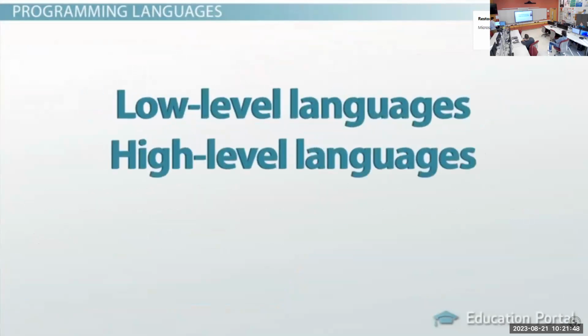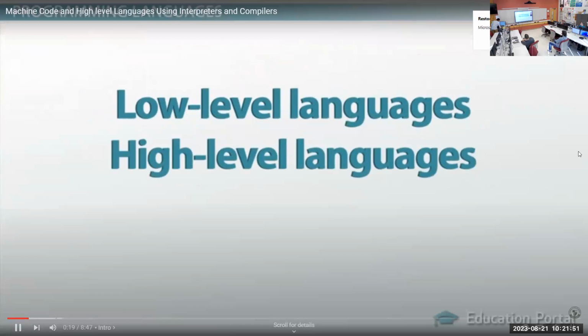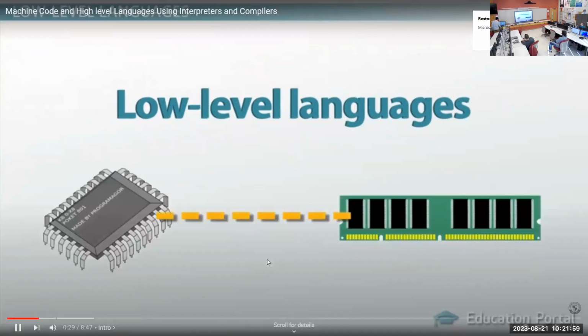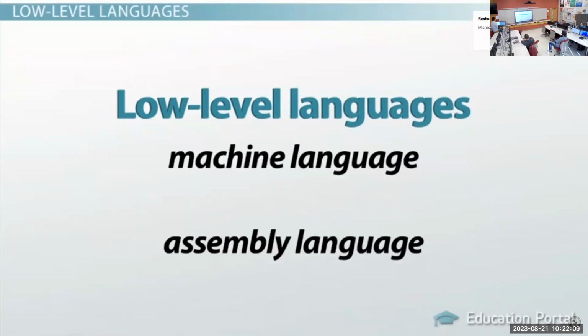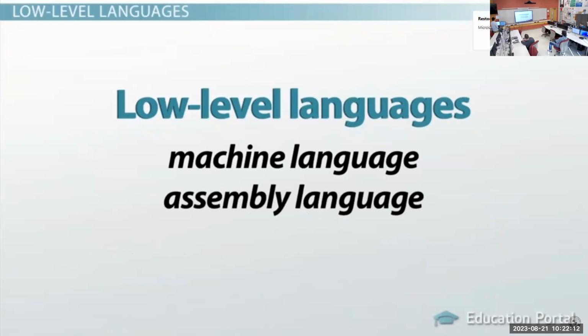There are two major types of programming languages: low-level languages and high-level languages. Low-level languages are referred to as low because they are very close to how different hardware elements of a computer actually communicate with each other. Low-level languages are machine-oriented and require extensive knowledge of computer hardware and its configuration. There are two categories of low-level languages: machine language and assembly language.